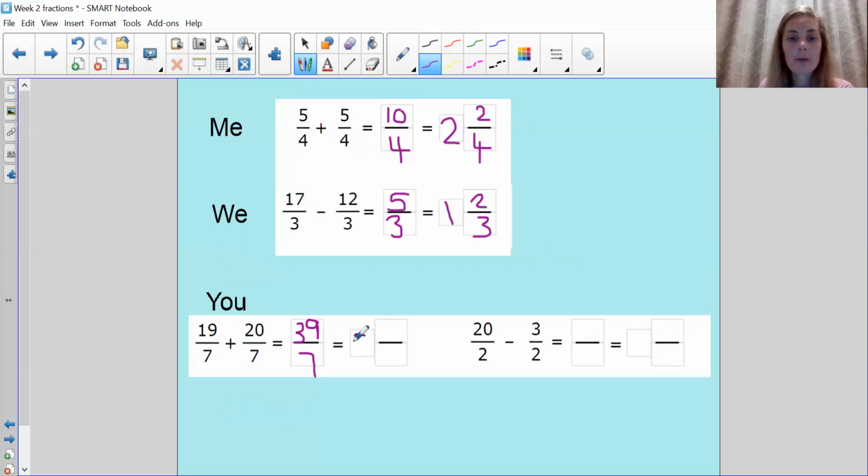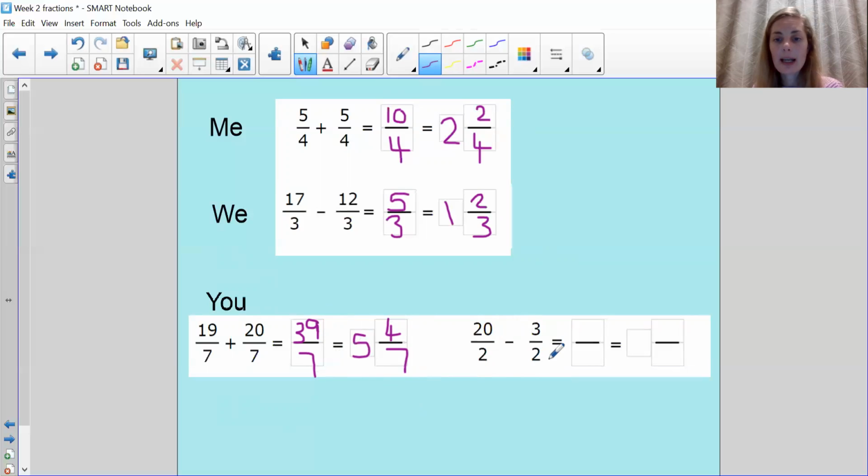So 35 is going to go in 5 whole times. What am I left with? I'm left with 4, and I leave the bottom number the same. And now I can go and double check. 7 times 5 is 35. 35 plus 4 is 39, leaving the bottom numbers the same.